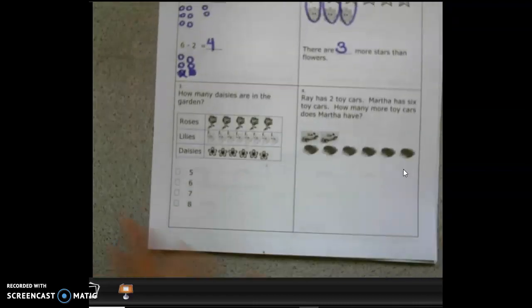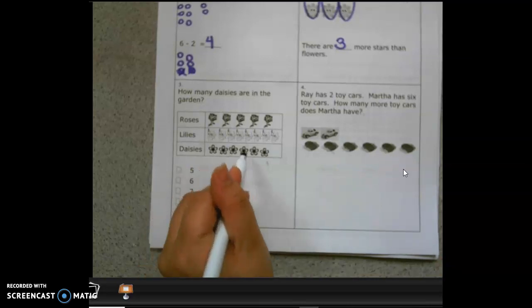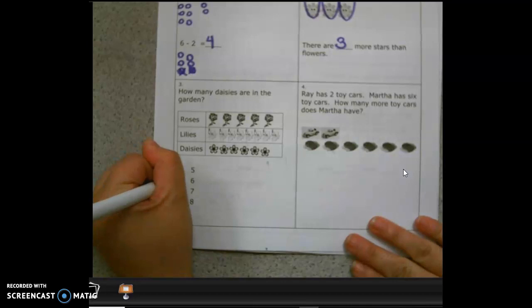How many daisies are in the garden? So I'm going to look at daisies and I'm going to count 1, 2, 3, 4, 5, 6, and I'm going to fill in my square for 6.